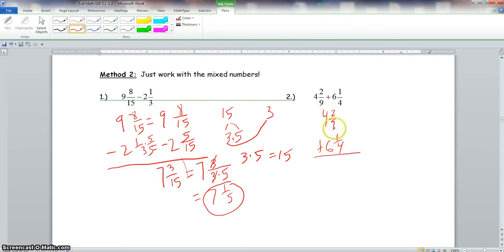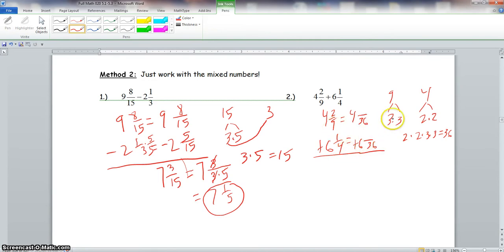Now we need to find the prime factorization of these denominators so we can find a common denominator. This would be 3 times 3, and 4 would be 2 times 2. So they have nothing in common, so it'll be all of these prime factors, which will give us 36. So the common denominator of these two fractions is 36, but we carry over the whole numbers. So the common denominator would be 36.